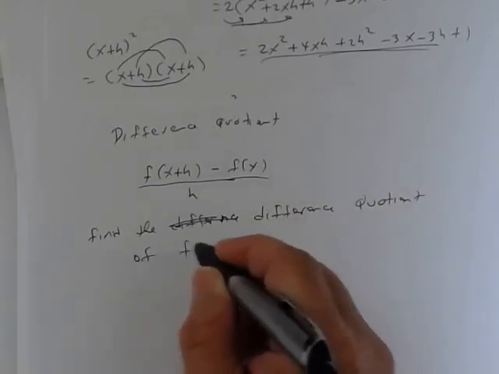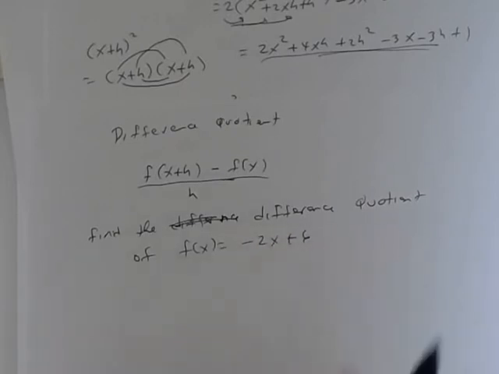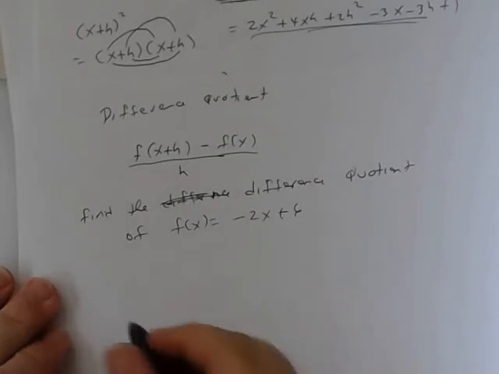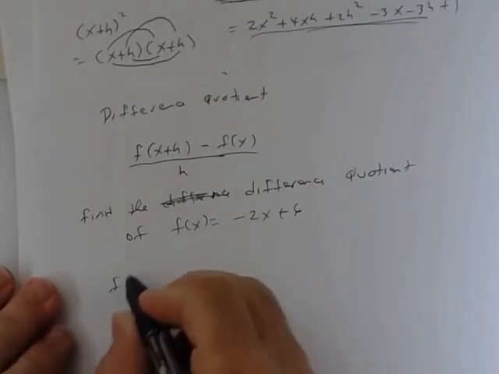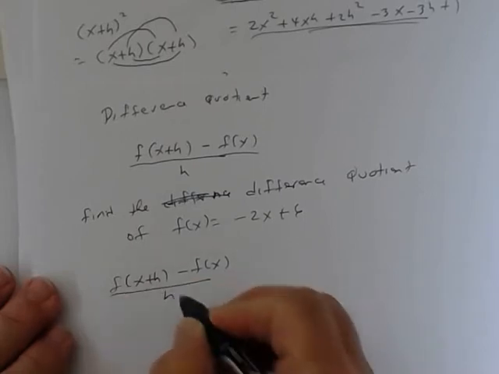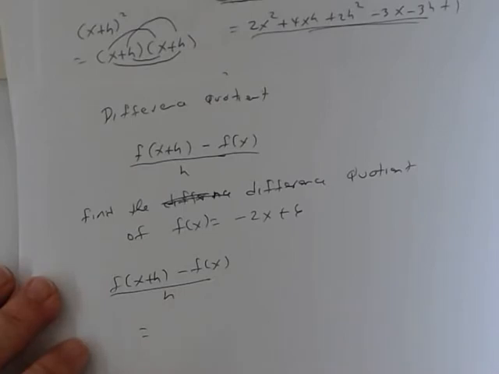All right, find the difference quotient of f of x equals negative 2x plus 6. Find the difference quotient for that function. All right. So, now remember, this is your difference quotient. So you're going to say f of x plus h minus f of x divided by h. Make sure you say divided by h is going to equal, and you're going to have a bunch of stuff.